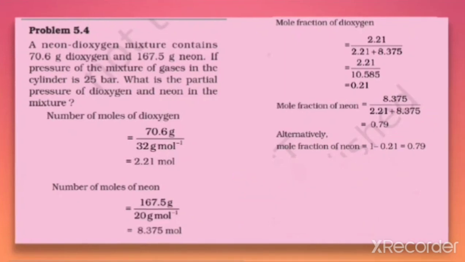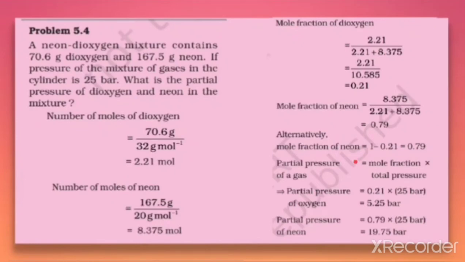Now we will apply the formula: the partial pressure of the gas is equal to mole fraction times total pressure. First we find the partial pressure of oxygen, which is the mole fraction, 0.21, times the total pressure, 25 bar, which is given in the question. When you multiply, you get 5.25 bar.